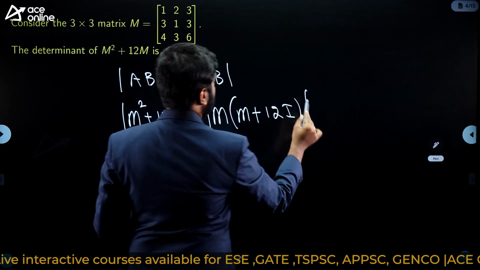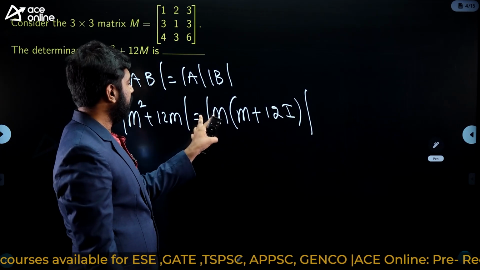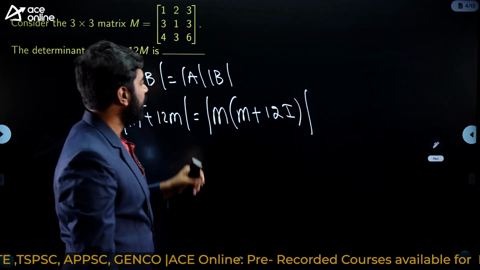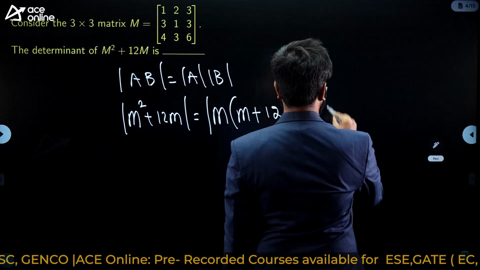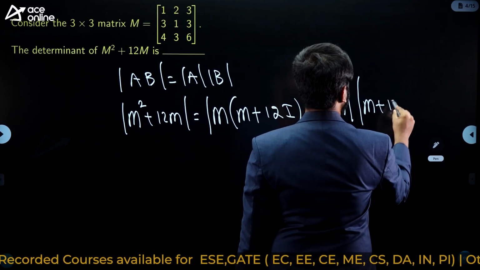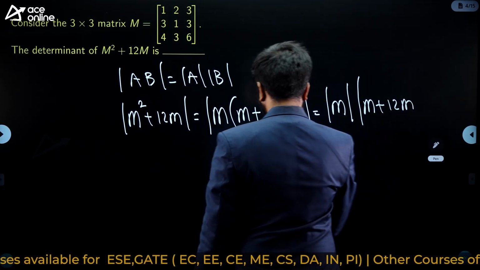If you carefully observe, this looks like determinant of A into B. So what is determinant of A into B? It is the determinant of the first matrix into the determinant of the second matrix. So it is 12I.